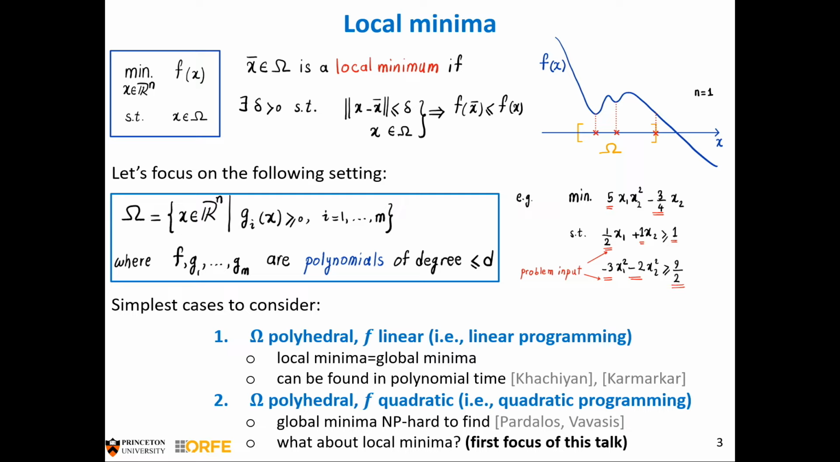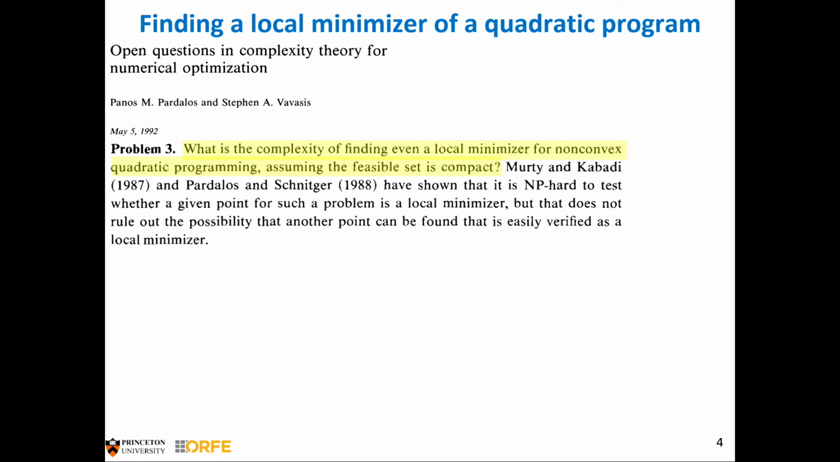But the question I want to look at is, what about local minima? This is the first interesting case where there's a distinction between global and local, and I want to understand if it's any easier to find local minima. In fact, we were not the first to ask this question. It appears explicitly in this nice paper by Pardalos and Vavasis. In '92, they collected 7 problems that they presented as a list of 7 interesting questions in complexity theory for numerical optimization. And this is problem number 3.